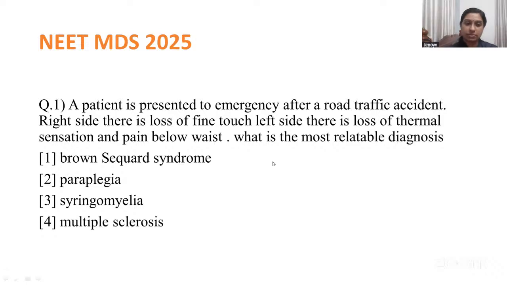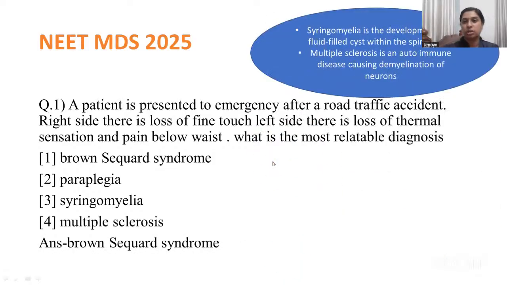What's the answer? It's a Brown-Sequard syndrome. Okay. So the other options, let's examine the other options. What is syringomyelia? It's a development of fluid-filled cyst within the spinal cord. This cyst may enlarge and cause damage to the spinal cord, and further lesions appear. And multiple sclerosis, as we have already discussed, it's an autoimmune disease causing demyelination of the neurons.